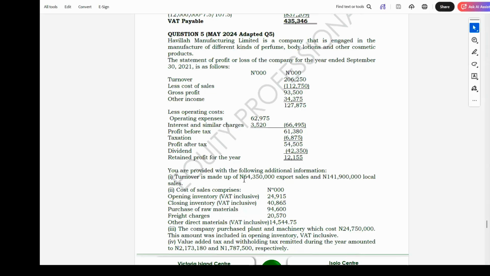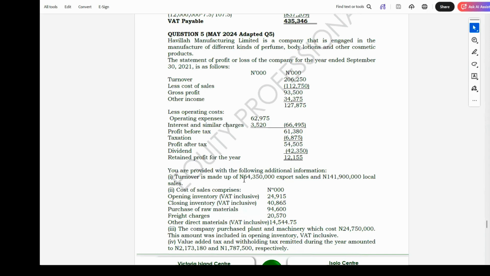Local sales. What will happen to the export sales? Somebody said both the local and export. Is VAT export exclusive? It is only the local sales that we are going to charge VAT on.